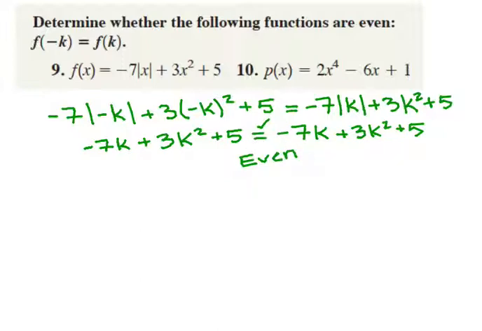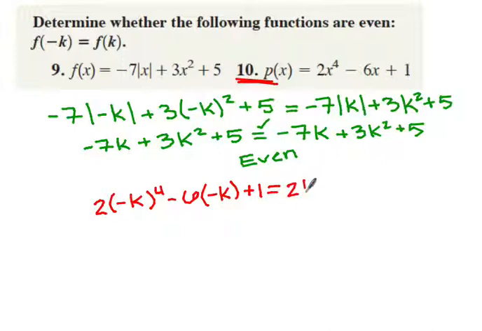So for example, if we were looking at number 10, okay, number 10, we have 2 times our negative input to the 4th power minus 6 times our negative input plus 1. Is this going to be equal to the positive input? Okay, so 2 times our k to the 4th minus 6k plus 1.